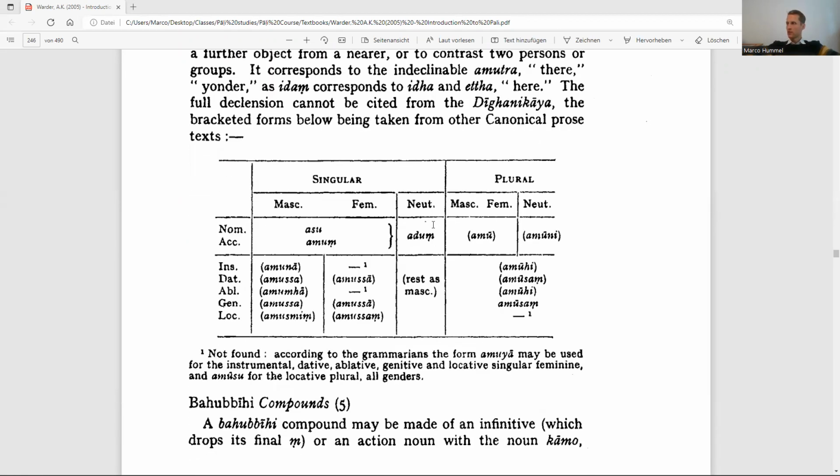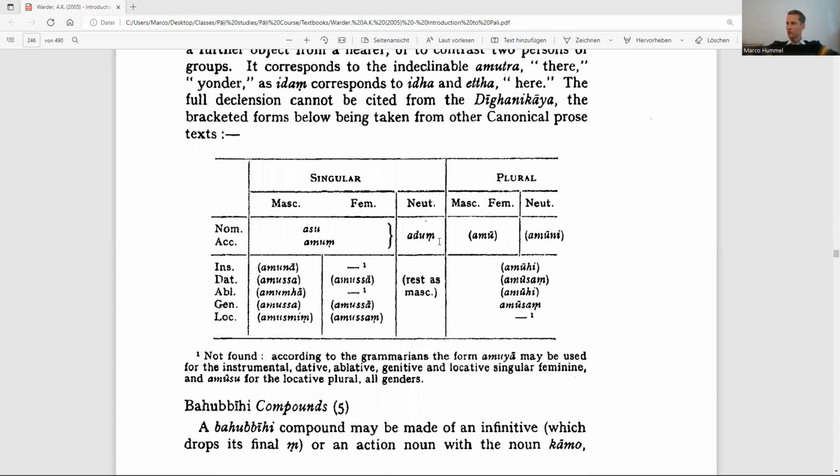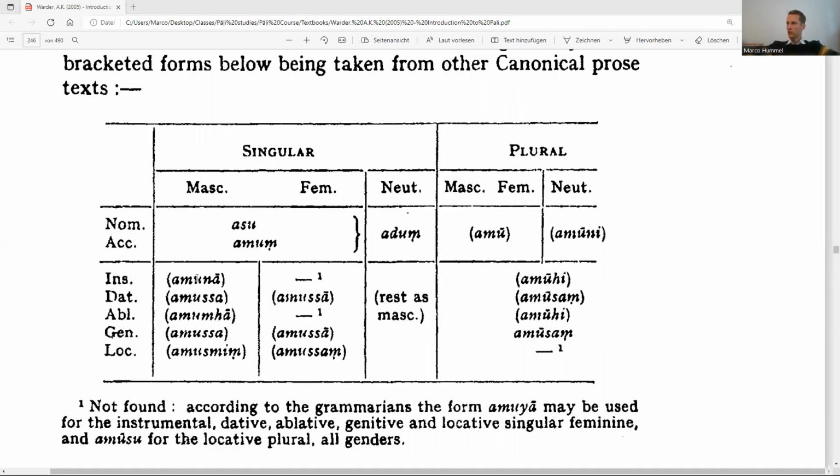And its forms are as follows: asu, amung, amuna, amussa, amumha, amussa, amusming, amusa, amusa, amusang, adung, and the rest is masculine, amu, amuni, amuhi, amusang, amuhi, amusang. And here these forms are not found, and according to the grammarians, the form amuya may be used for the instrumental, dative, ablative, genitive, and locative singular feminine, and amusu for the locative plural of all genders.